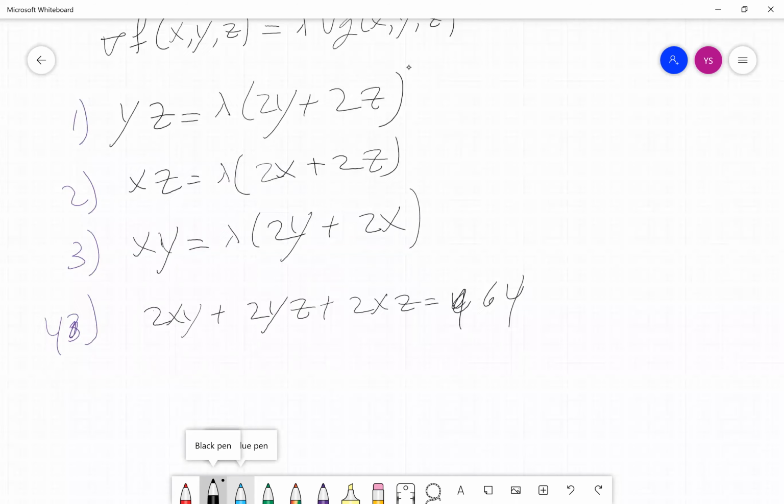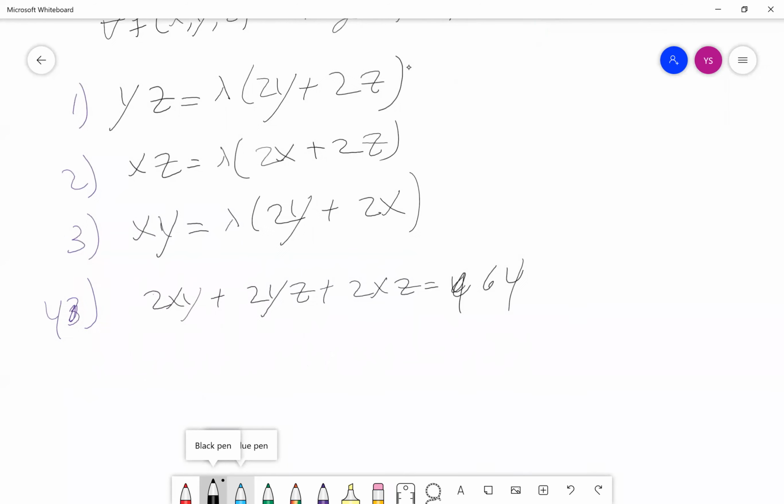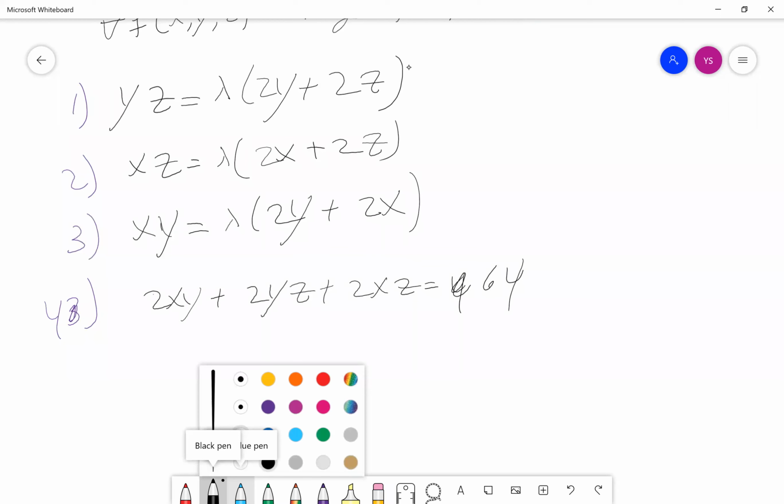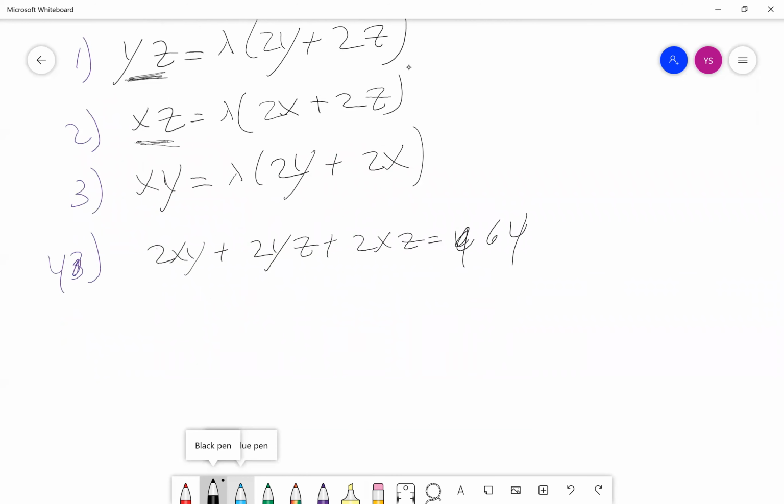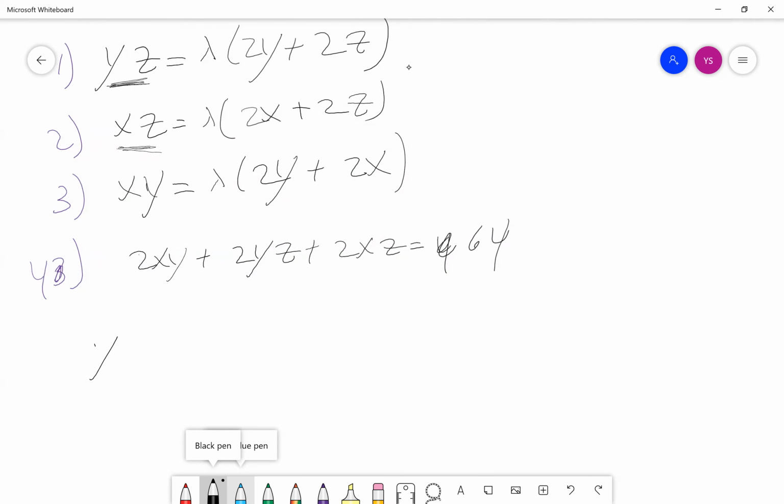So one of the techniques that you should have learned from the homework is sometimes you multiply these in order to make them seem similar. So you see we have this yz and xz. Well, if I multiply this by x and I multiply this by y, they are going to be equal. So let's do that. So from number 1, we get yxz is equal to lambda times 2yx plus 2yz.